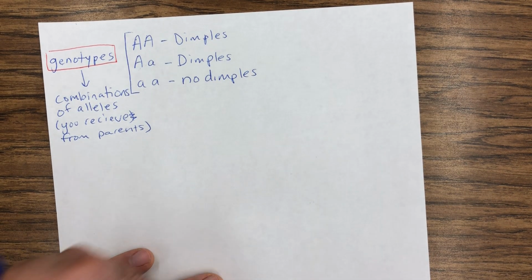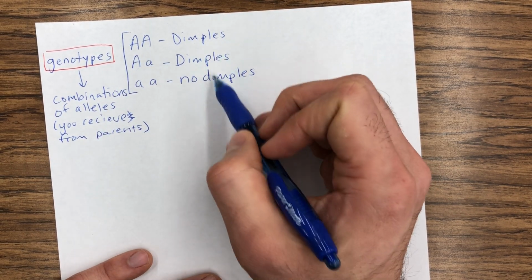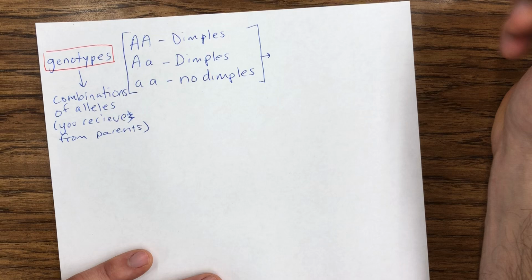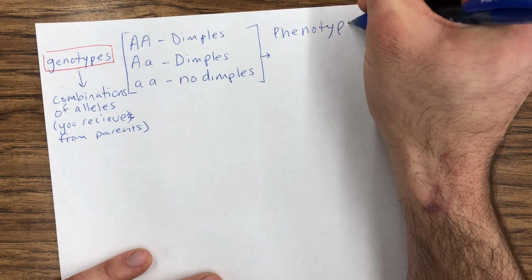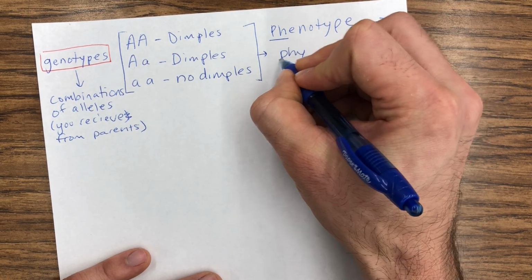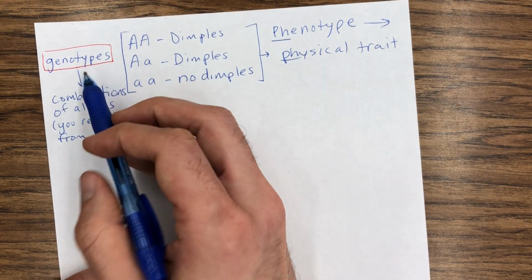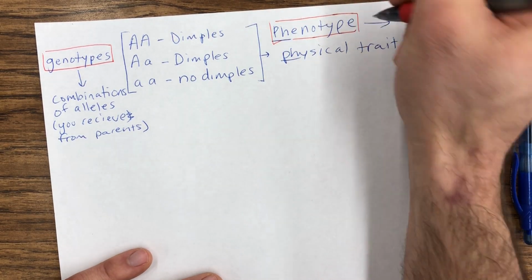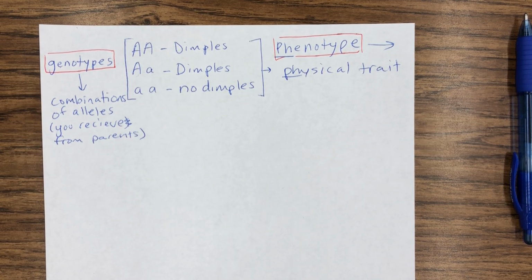Now, if the letters are called genotypes, then the actual traits that you get from the genotypes are called phenotypes. An easy way to remember this is that the phenotype is the physical trait. Phenotype, physical trait that you get from having a certain genotype. This is an important word that you should know the definition for.